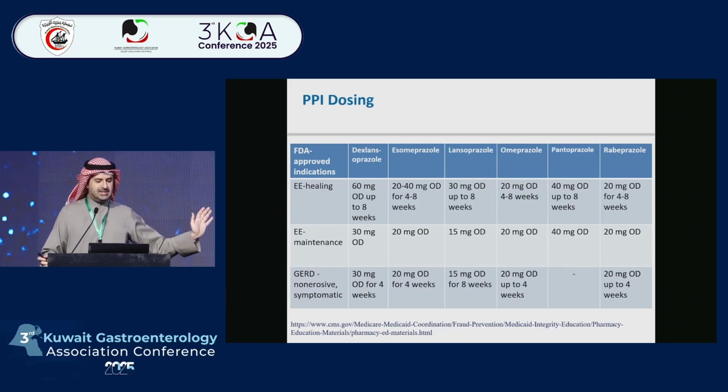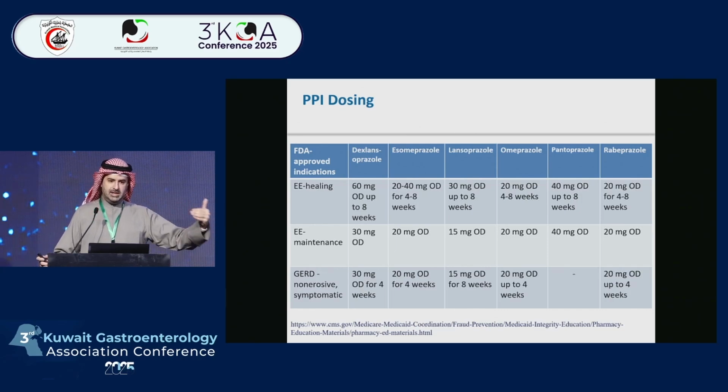So for Dexilant, it's 60 milligrams for healing initially, and then maintenance is 30. For esomeprazole, it's 20 to 40. Lansoprazole is 30. This is induction. Omeprazole 20, pantoprazole 40, and rabeprazole 20.